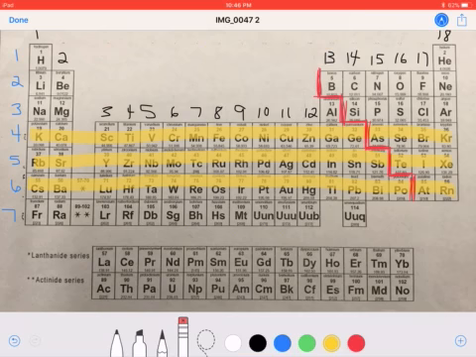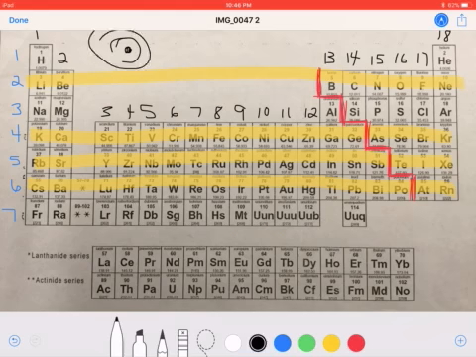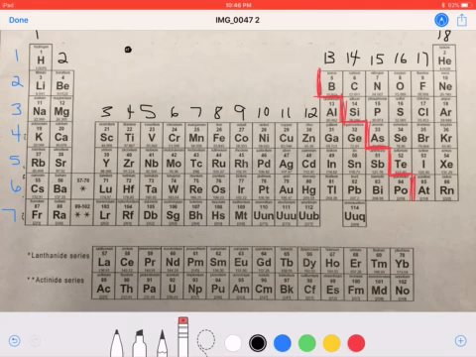But everything in the same period has the same number of energy levels, meaning everything in period 2, if I draw my nucleus, I have 1 and I have a second energy level for my electrons to sit on. So everything in the same period, or in a common period, has the same energy levels.